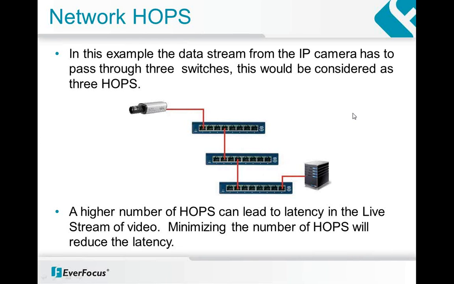That's considered three hops. The more hops that the data has to go through, the more latency you're going to receive in the video on the back end. You're going to get less latency and much better video quality and a better refresh rate when viewing live if you had a straight cable going directly into the NVR, or if you're going through only one switch rather than multiple switches, reducing the hops.